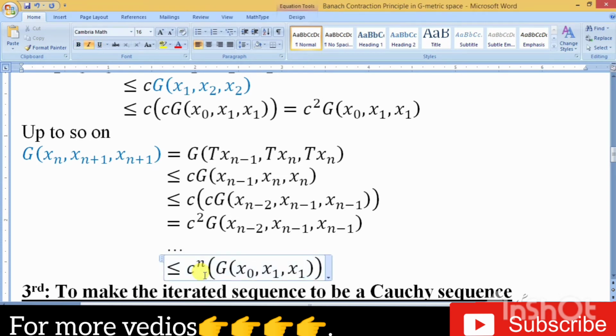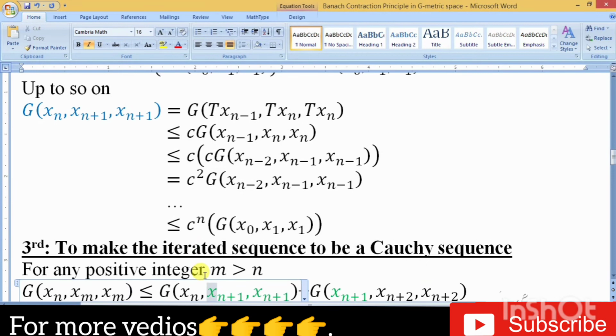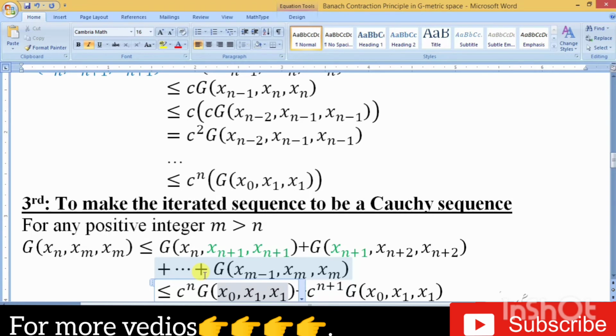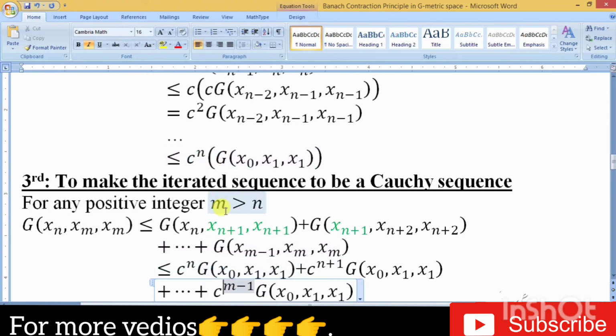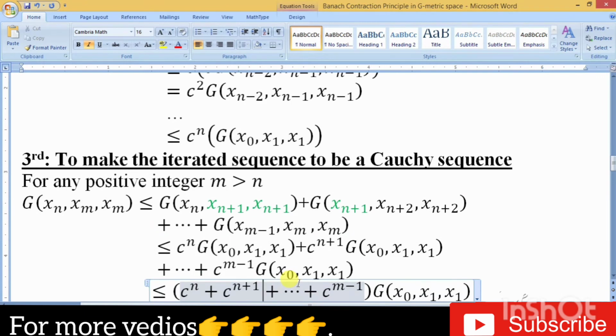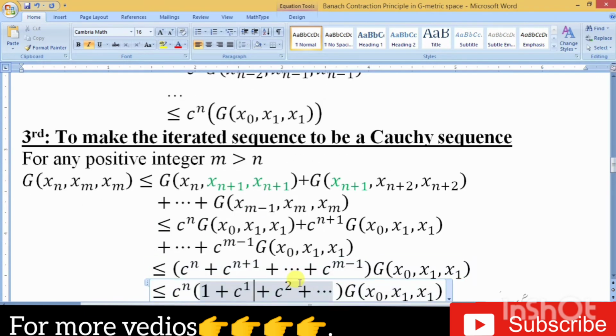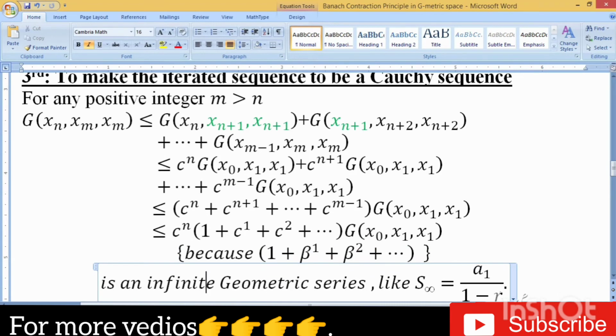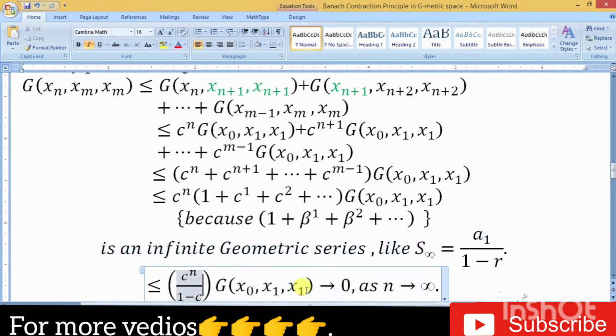Yes, and after this, the third step, to make the iterative sequence a Cauchy sequence, make it like this for the terms of the sequence. Let m be strictly greater than n, two terms of the sequence, and write these terms in summation form. You can see from the screen like this. Take the common factor c to the power n from the given constants. We get the infinite geometric series like this. You can see from the screen.